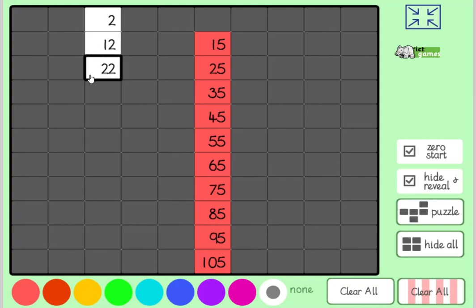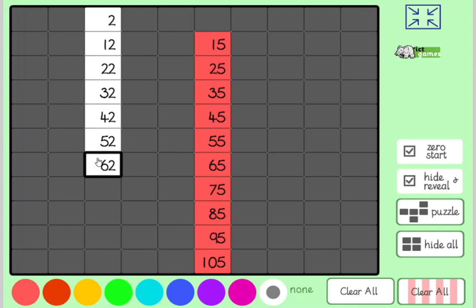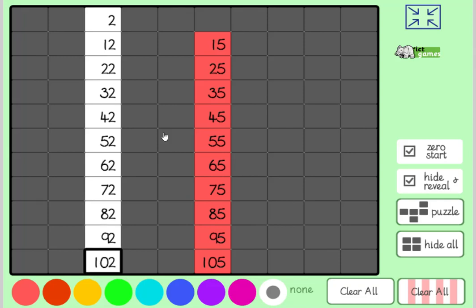Okay, let's start at 2. 12, 22, 32, 42, 52, 62, 72, 82, 92. What's next? How do you write that number? 102. How do you write it? Write it with your finger on the table. Yeah, 102. Good job, guys.